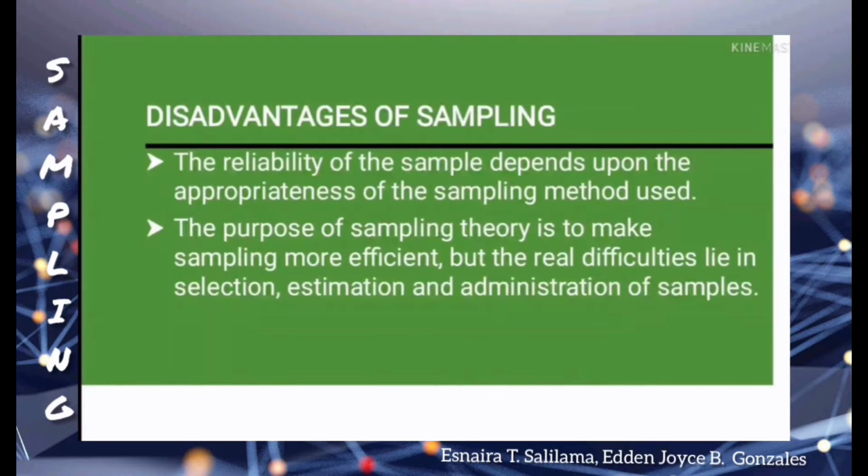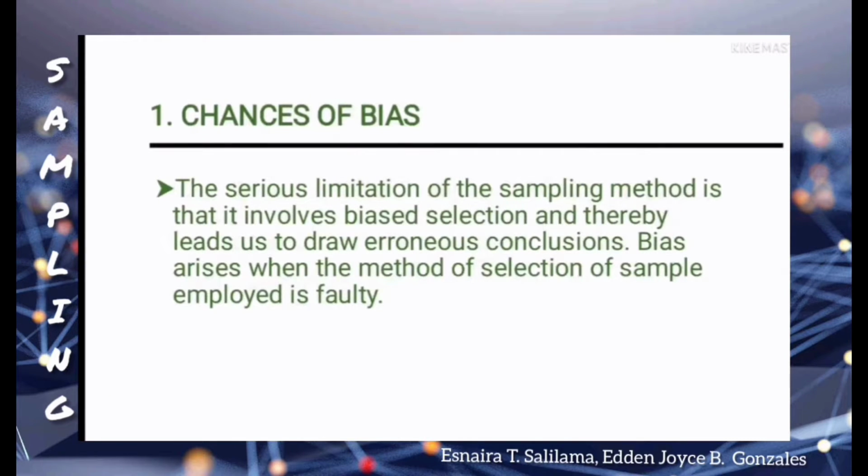Disadvantage of sampling. The reliability of the sample depends upon the appropriateness of the sampling method used. The purpose of sampling theory is to make sampling more efficient, but the real difficulties lie in selections, estimation, and administration of samples.